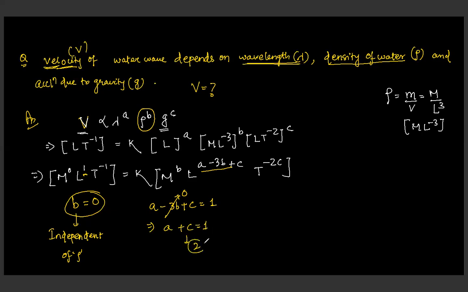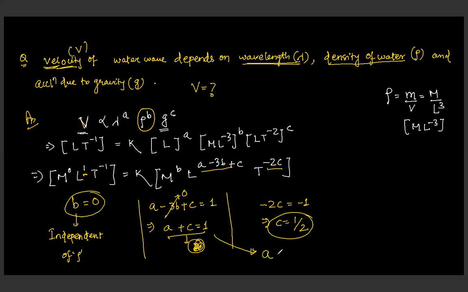It is my equation 2. So let me write down a plus c should be equal to 1. Now we'll come to the third part: minus 2c equal to minus 1. It says that c is equal to 1 by 2. We got the value of c equal to 1 by 2, so let's put it in this equation. a equal to 1 minus c, that is 1 by 2. So we got a equal to 1 by 2, b equal to 0, c equal to 1 by 2.